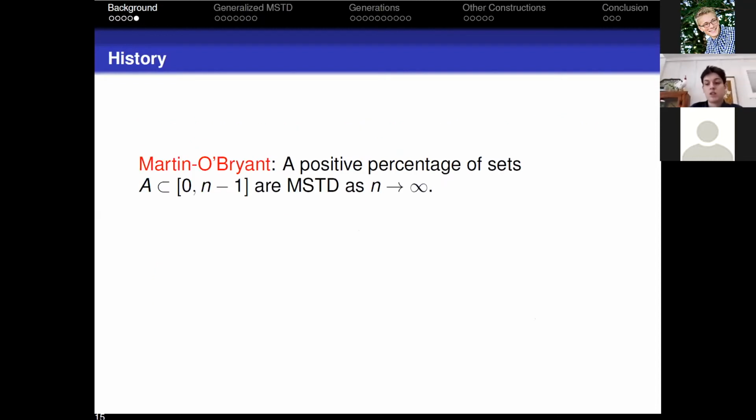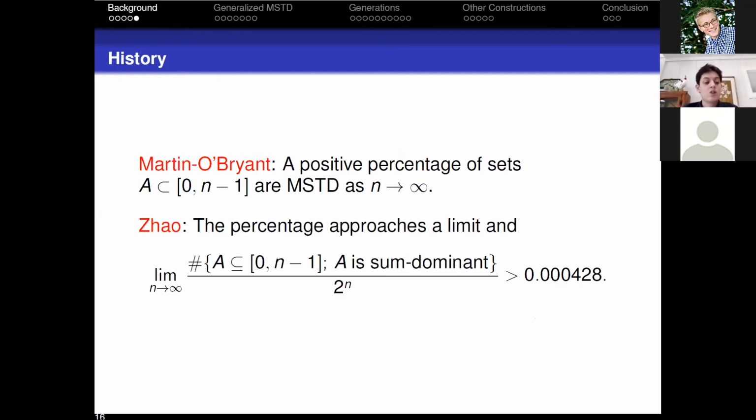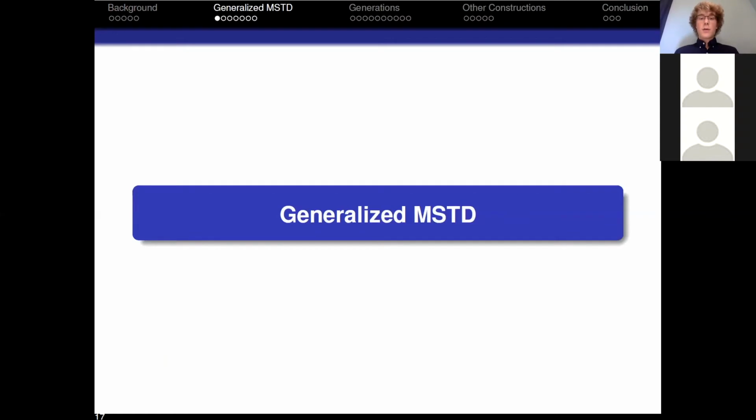But this was actually contradicted when Martin and O'Bryant, two of the current experts in the field, proved that a positive percentage of sets are MSTD as n tends to infinity. And Zhao showed a particular bound for this. In particular, he showed that the limit of the percentage is strictly larger than around 4.3 times 10 to the negative fourth. The next thing we're going to talk about is a generalization of the notion of MSTD sets.